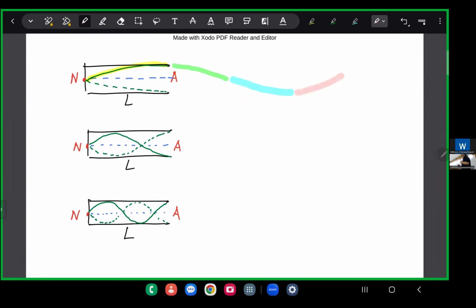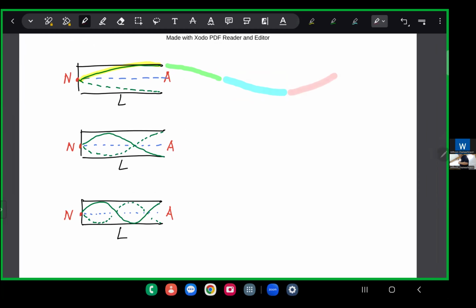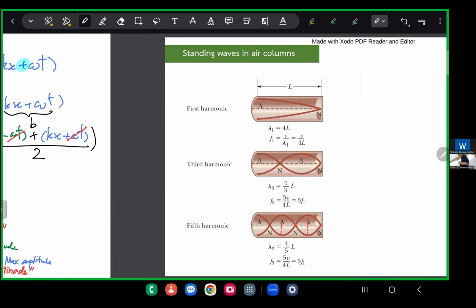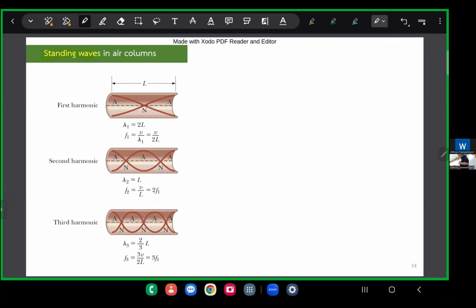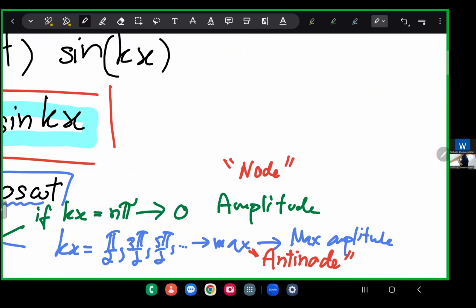Questions? What's the node and antinode? The question about node and antinode is the one that we assign right here. The position where there is no amplitude of oscillation, we call it node. The position where the oscillation happens at the maximum amplitude, we call antinode.